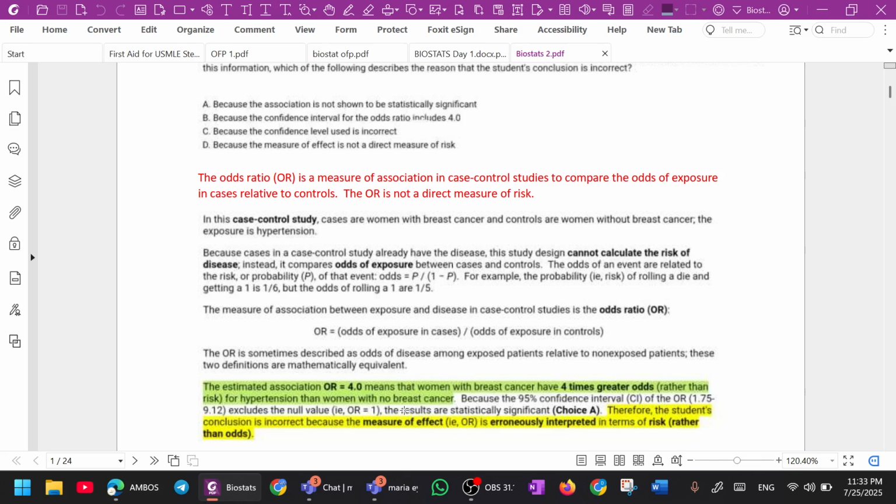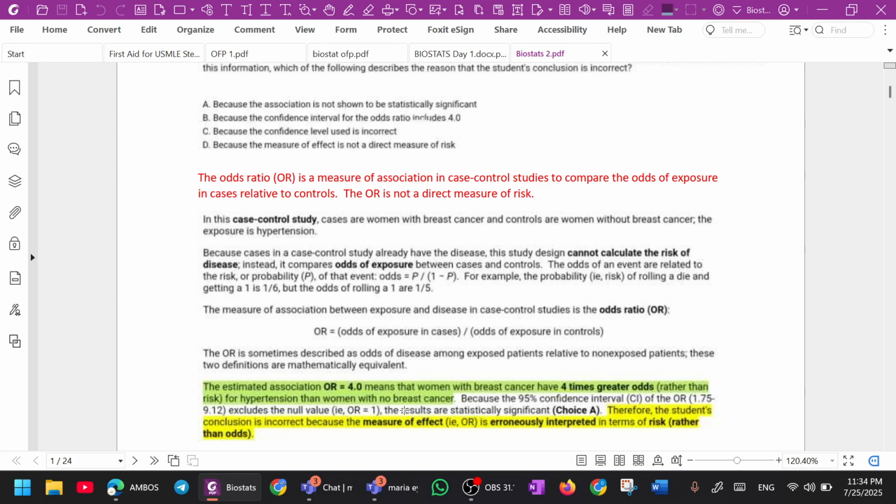The estimated association, odds ratio 4, means that women with breast cancer have 4 times greater odds, rather than risk, for hypertension than women with no breast cancer.